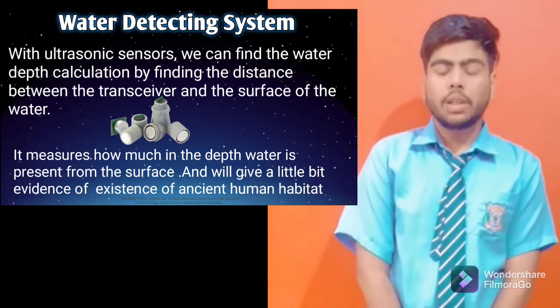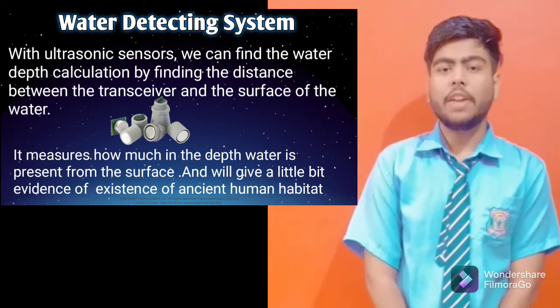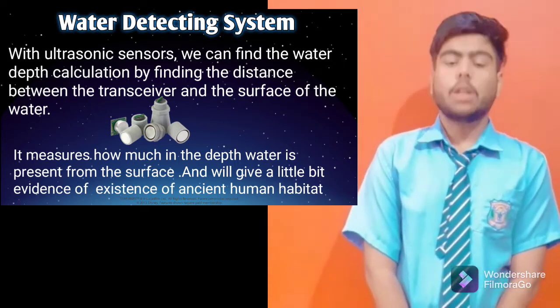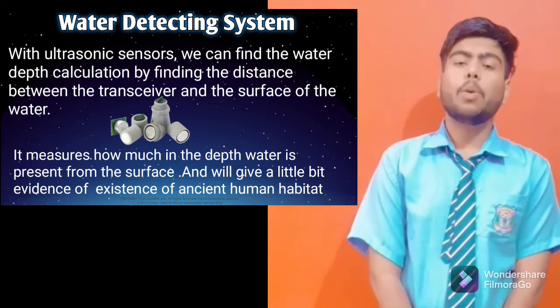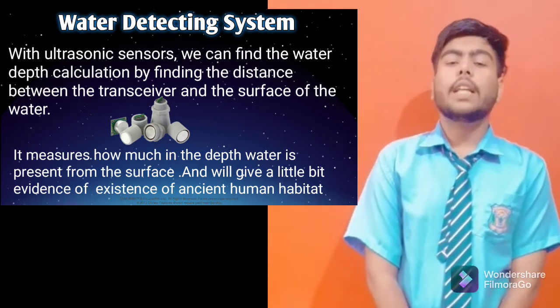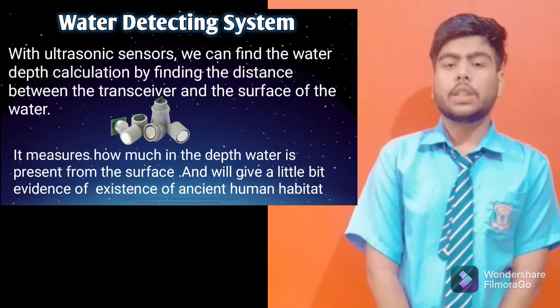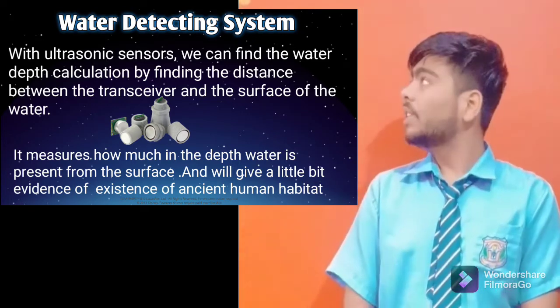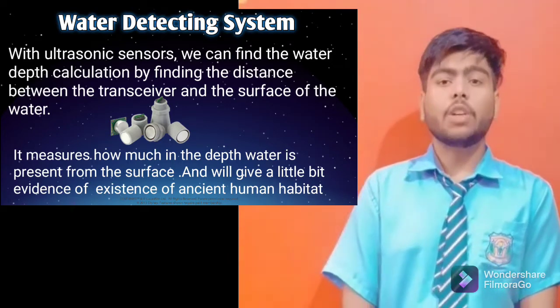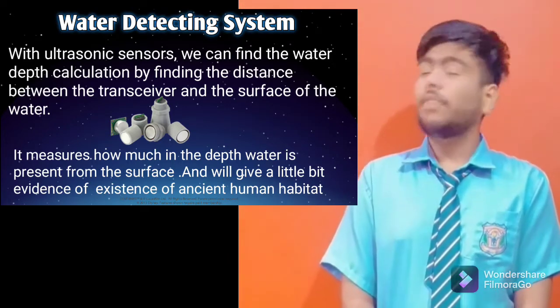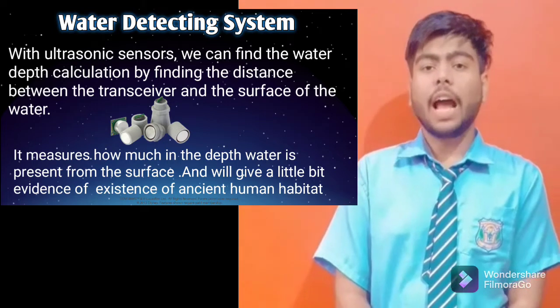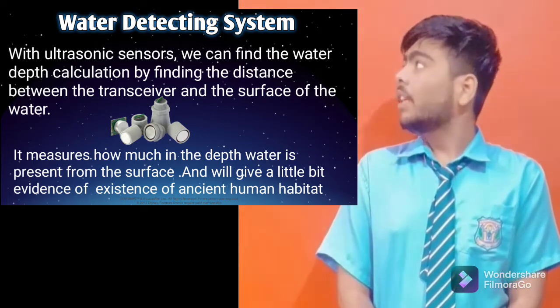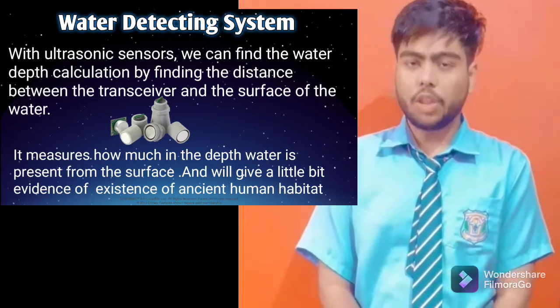The thing which moves us closer towards the existence of life on Mars is water. The rovers have found water at the poles of Mars. It means there is a possibility of finding water at depth on Mars. So with the help of an ultrasonic sensor, we will find water at depth and calculate the depth by finding the distance between the transceiver and the water surface.